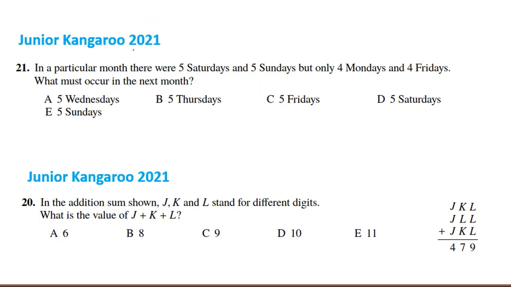Okay, let's solve this problem of Junior Kangaroo 2021. Problem 21 says, in a particular month, there were 5 Saturdays, 5 Sundays, but only 4 Mondays and 4 Fridays. What must occur in the next month? So let's first analyze this month.